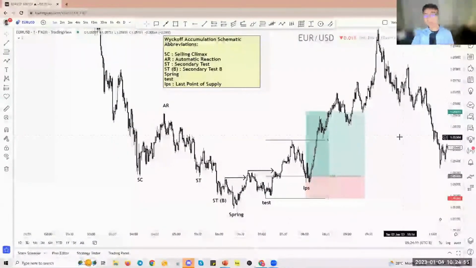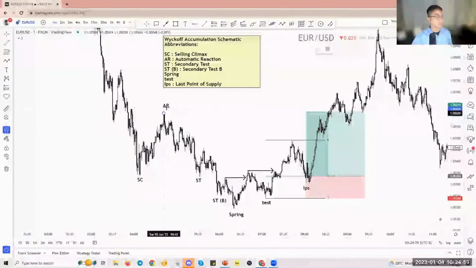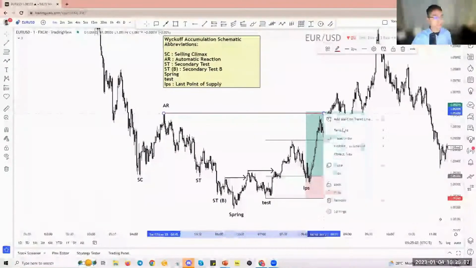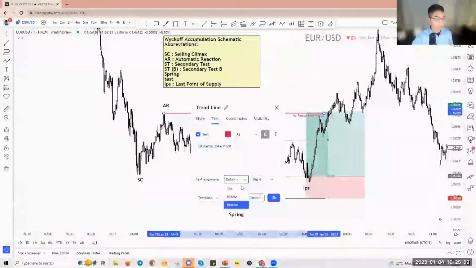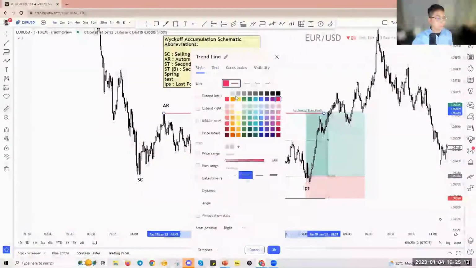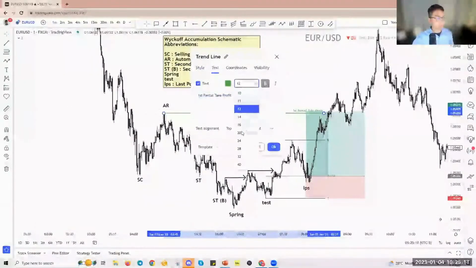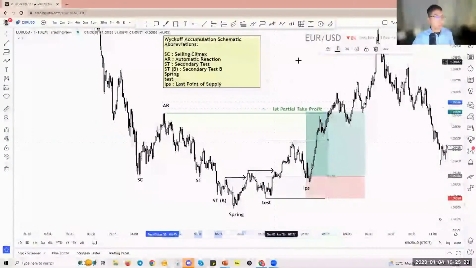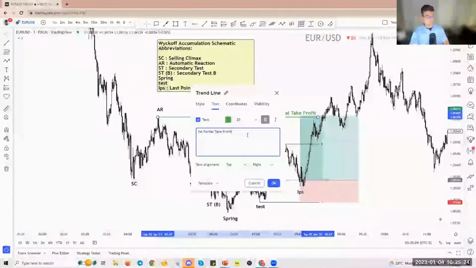And where do I aim? Where is my first partial? My first partial would be the automatic reaction. I'll name this area first partial take profit. Just remember this area is the first take profit target. So it's in green, star also in green. Okay, I'll just increase the text size a bit. First partial for take profit.